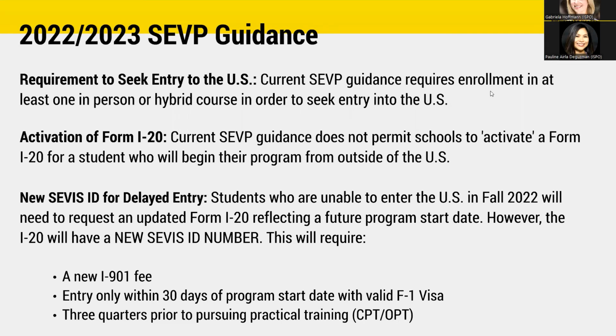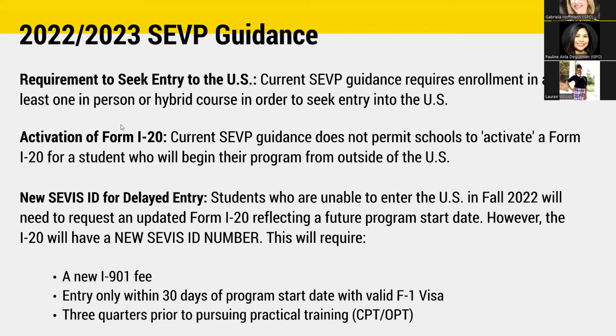Please note that if you are enrolled in a fully remote course load for the fall 2022 term, you are not permitted to seek entry based on remote courses. You must have at least one in-person or hybrid course in order to enter the US for the fall 2022 term. This is specifically for our students who are planning to exit the US during the summer or who are currently abroad now and are planning to enter the US to begin studies in the fall quarter. You must ensure you have at least one in-person or hybrid course in order to enter the US.